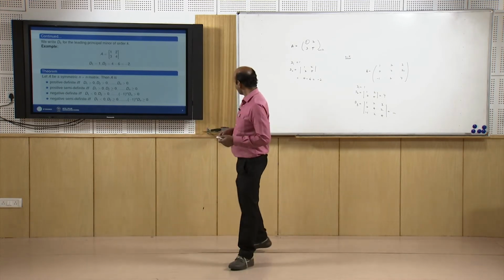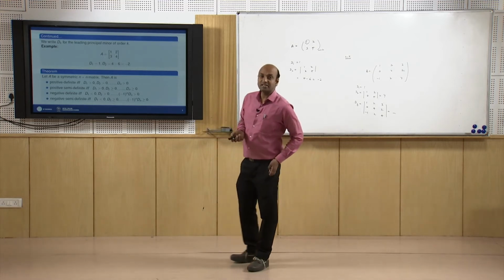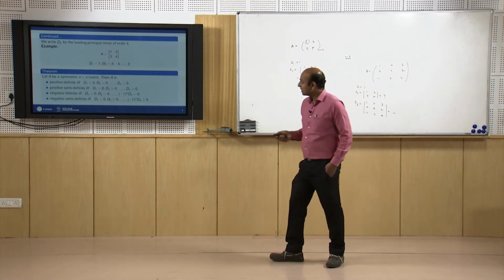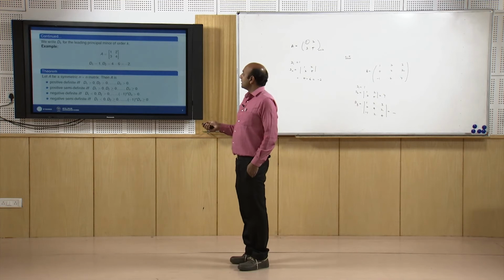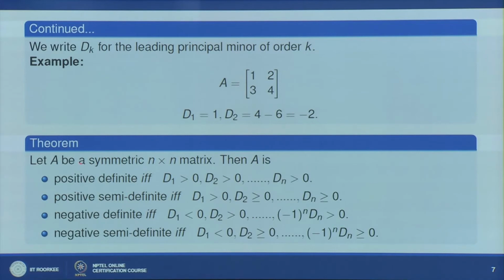Okay. Now, finding leading principal minors, how can we check whether a matrix is positive definite, negative definite or semi definite? So, let us see the result here. Let A be a symmetric n cross n matrix, then A is positive definite if all the leading principal minors of the matrix A are strictly greater than 0. It is positive semi definite if and only if D1 is strictly greater than 0 and all other principal minors are greater than or equal to 0.